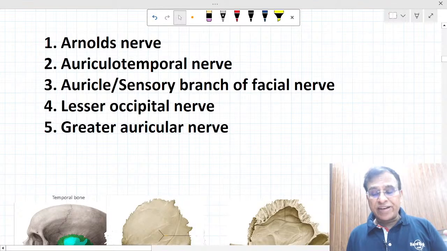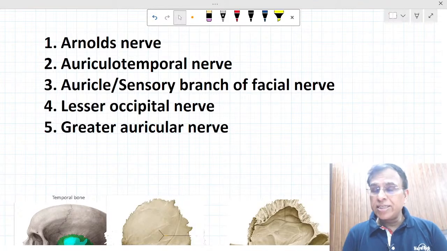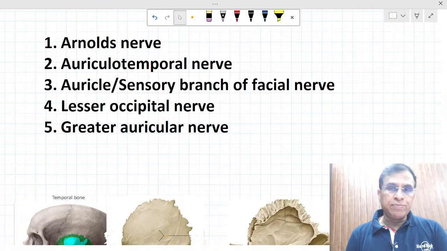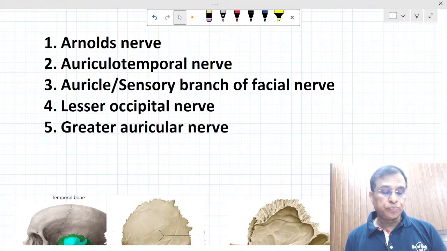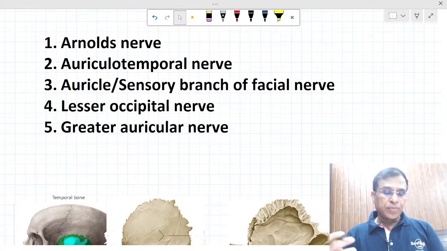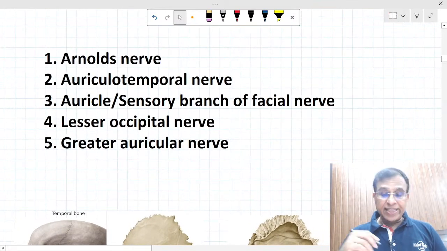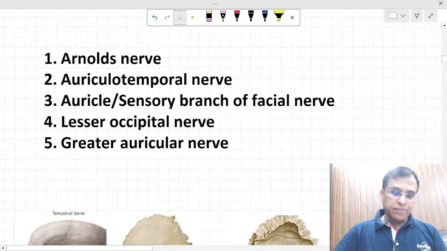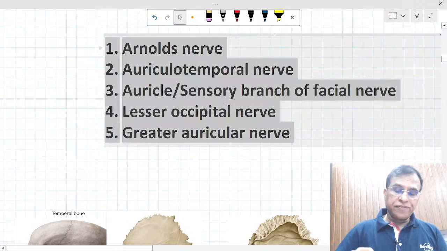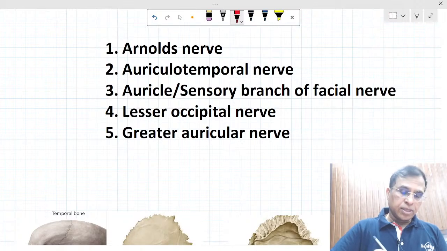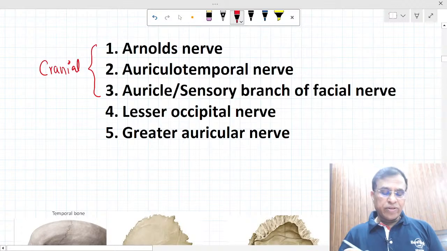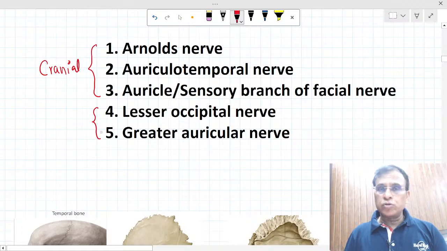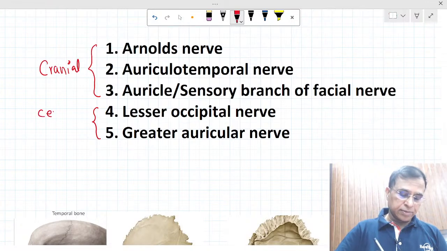Whenever you have to remember 5 names, it is not easy, it is difficult, and it is always a potential MCQ. 3 and more names are always potential MCQs. So one of the things you can do is divide them. See this, if you divide them, out of 5 nerves, the first 3 are all branches of cranial nerves. They come from cranial nerves. So where will the rest 2 come from if not from cranial nerves? Which is the only other source? Cervical plexus.